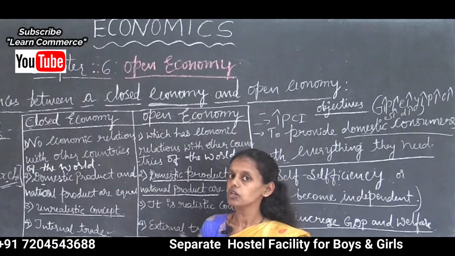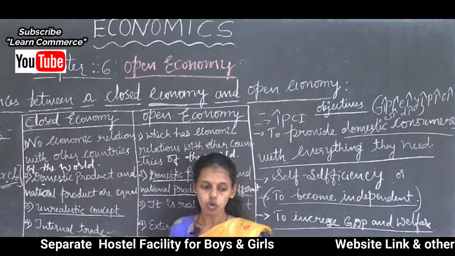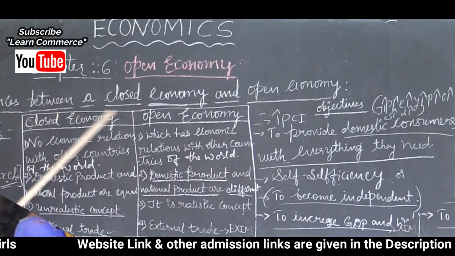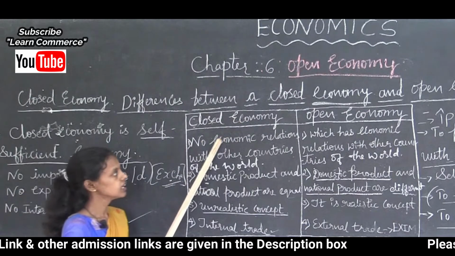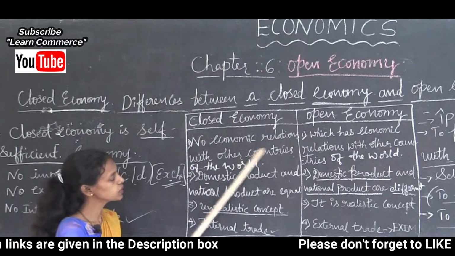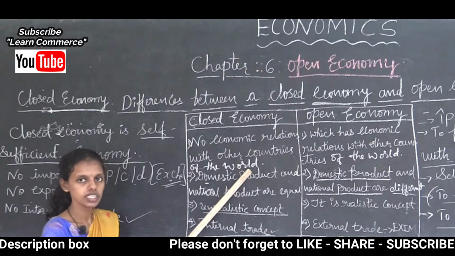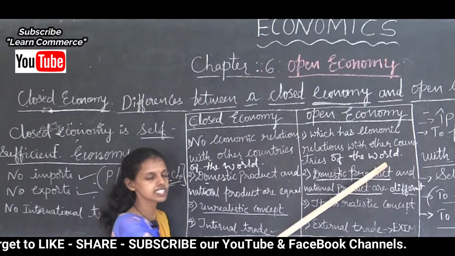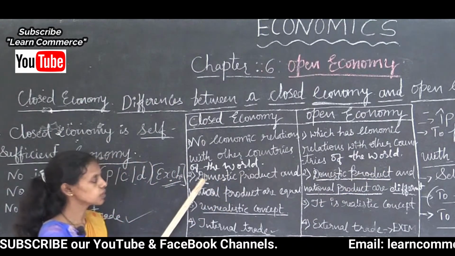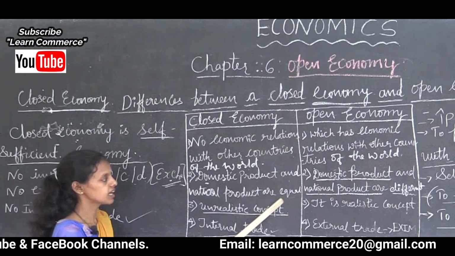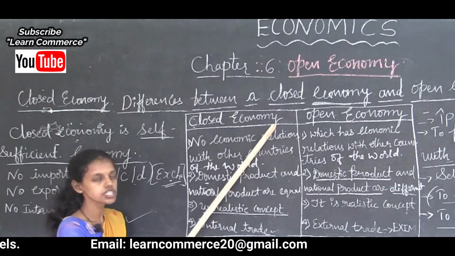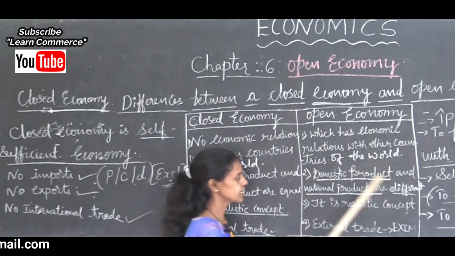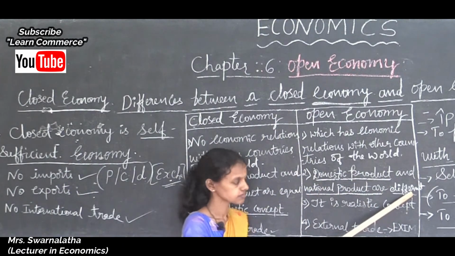Now I will recap the differences between closed economy and open economy, which is very important. See here. The first difference: a closed economy has no economic relations with other countries of the world, while an open economy has economic relations with other countries of the world. Domestic product and national product are equal in a closed economy, whereas in an open economy, domestic product and national product are different.